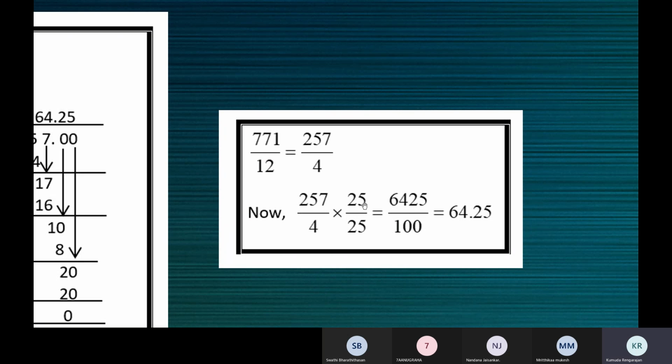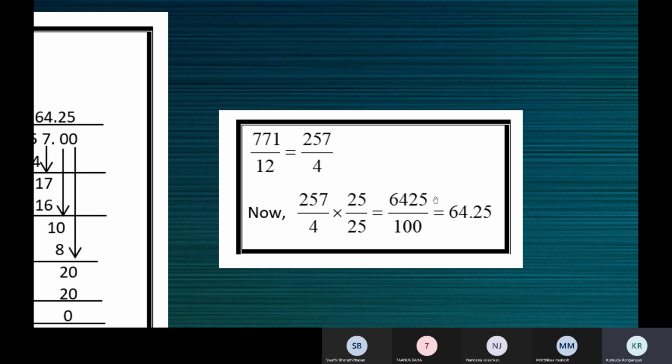So 257 into 25 is 6,425, and 4 into 25 is 100. Now using the concept of decimal division, when you divide by 100, 100 has 2 zeros, so after the decimal point there should be 2 digits. You're dividing by 100 here. So in the numerator, you should place a decimal point in such a way that there are 2 digits after the decimal point.